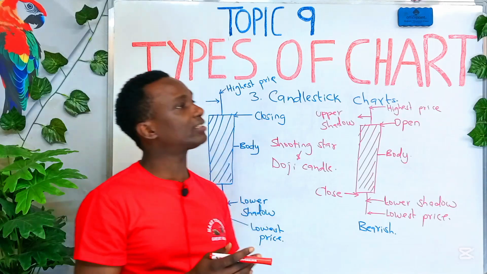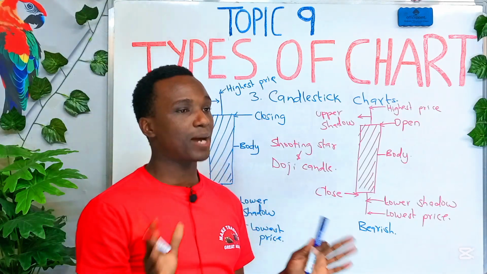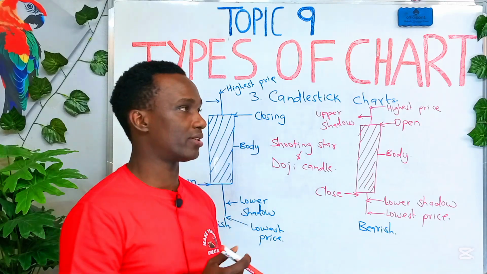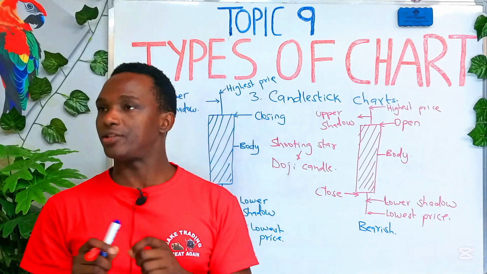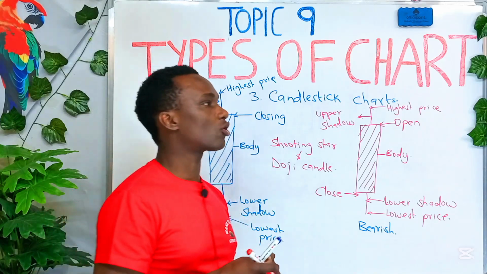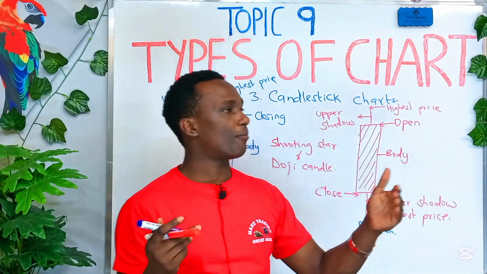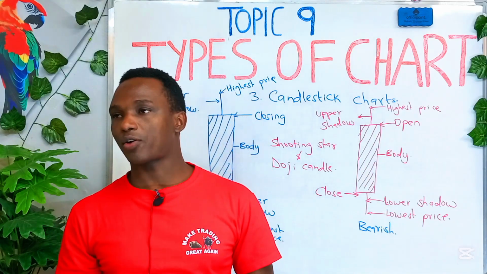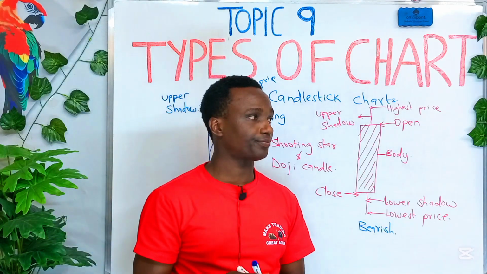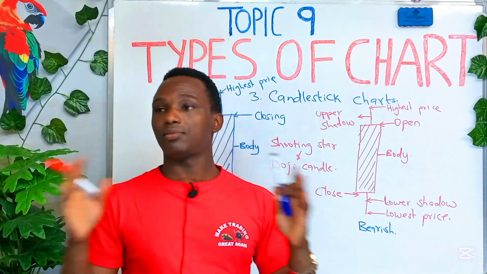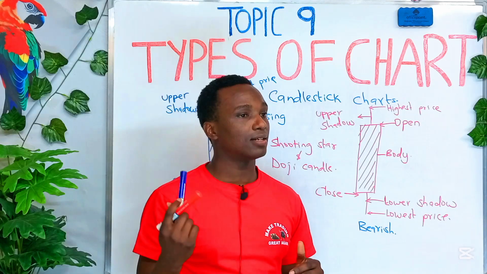Our next point is that candlesticks are good at identifying market turning points. What do I mean by market turning points? These are reversal points. So we are reversing from an uptrend to a downtrend, or a downtrend to an uptrend. About the trending markets, we are going to learn them in subsequent lessons.